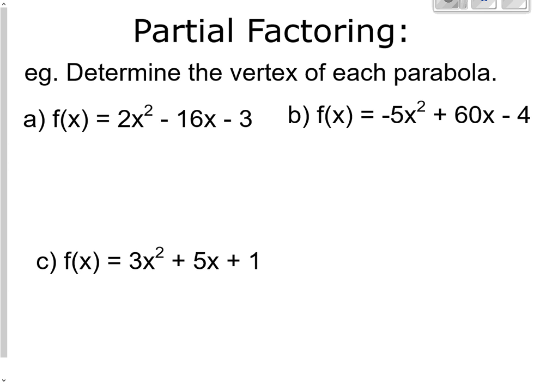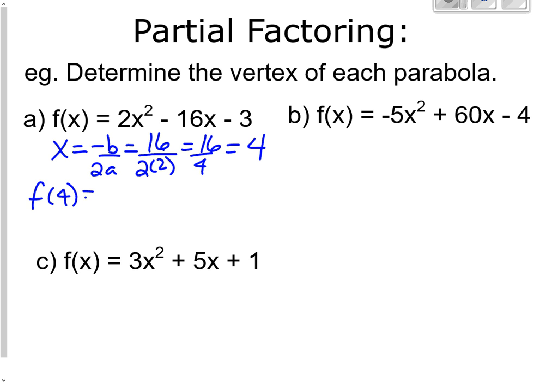All right. So I'm going to start with my x-coordinate. Remember, it's negative b over 2a, which is going to be a negative 16, so positive 16 over 2 times 2, which is 16 over 4, which is 4. So the x-coordinate of my vertex is at 4.